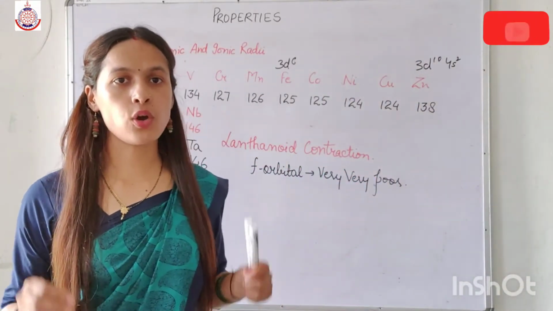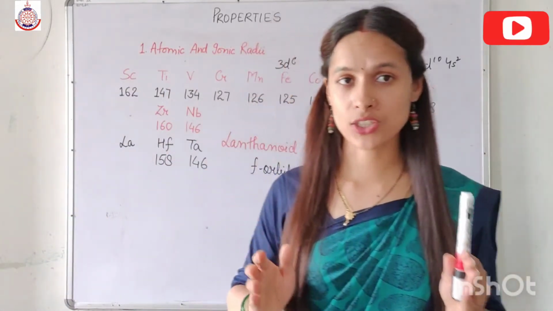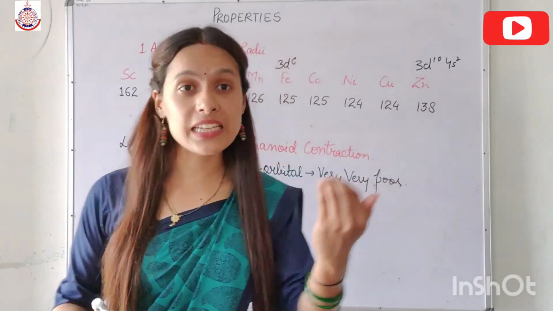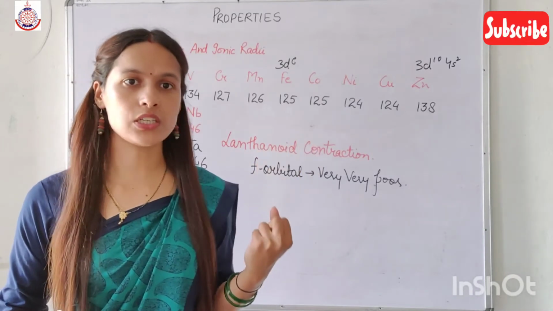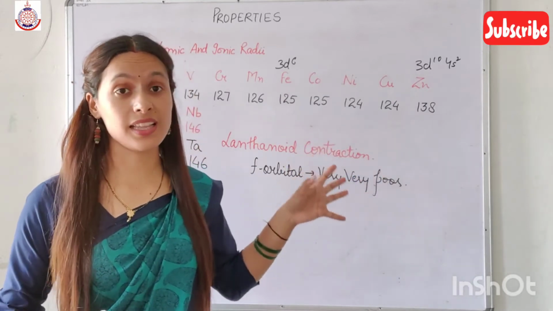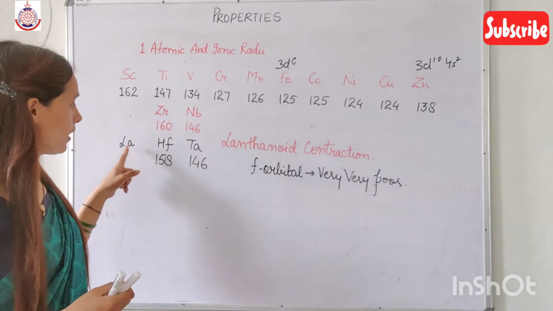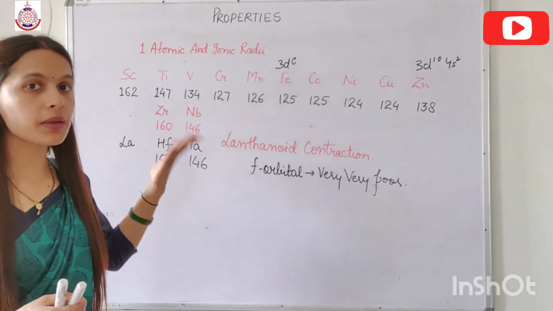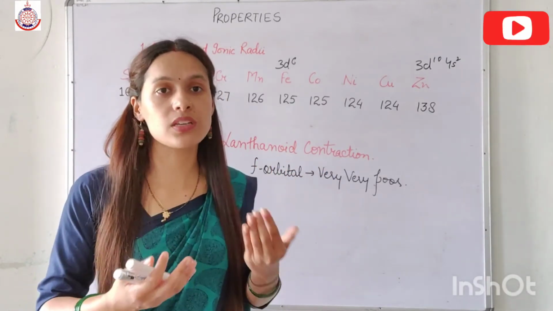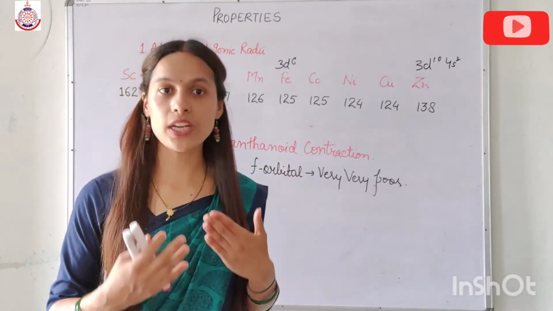Due to the involvement of the f electrons, the effect of the nuclear force of attraction dominates over the shielding effect, as a result of which there is a net decrease in the atomic radii, a net contraction in the atomic radii, and that contraction is known as lanthanoid contraction. उसे हम क्या कहते हैं? Lanthanoid contraction कहते हैं, क्योंकि lanthanoid, why? Because it is coming after lanthanum. So lanthanum के बाद आ रहा है, that's why lanthanoids. और उनके आने की वजह से atomic radii increase होने की जगह decrease होता है, contract होता है, squeeze होता है. That's why it is lanthanoid contraction.